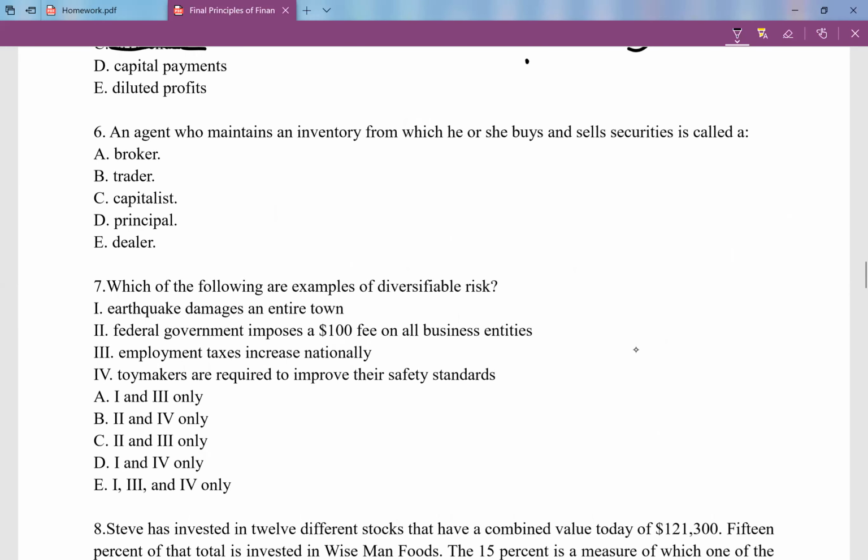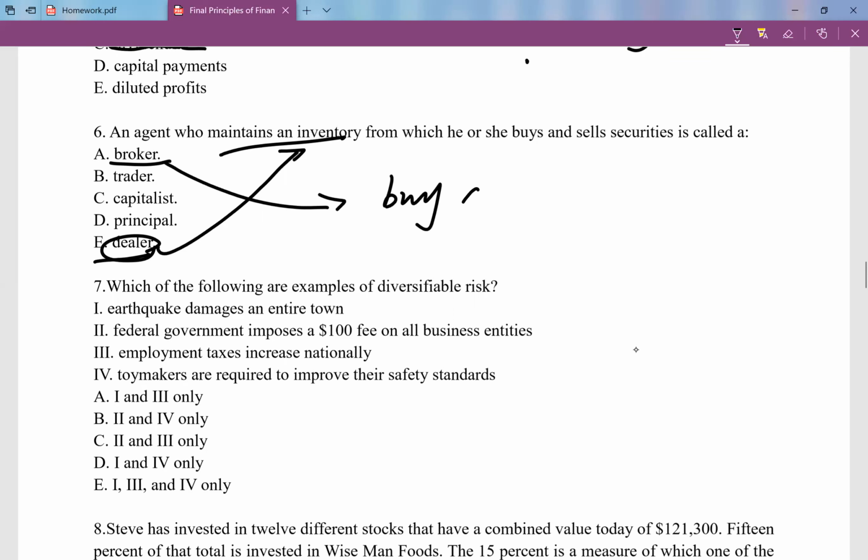One agent who maintains the inventory from which he or she will sell and buy securities is called a dealer. The dealers hold the inventory first before they sell and buy these securities. For the brokers, they only match the price, without holding the inventory themselves. They only match the price between the buyer and sellers. They don't buy the asset themselves.